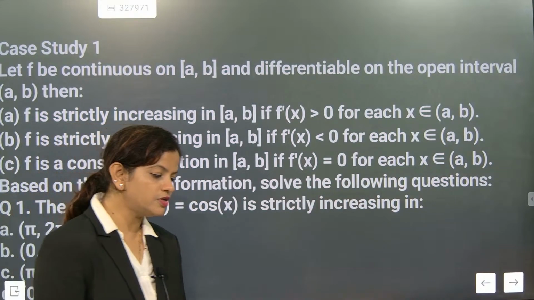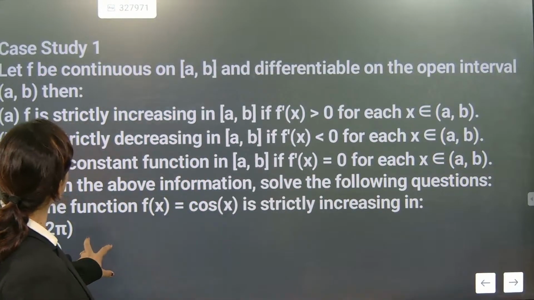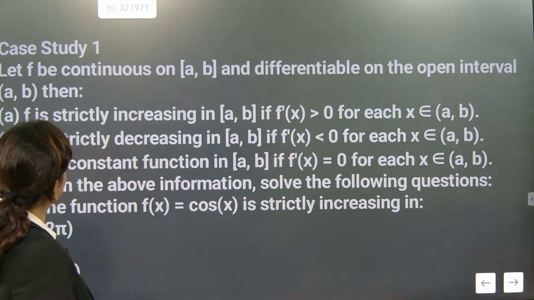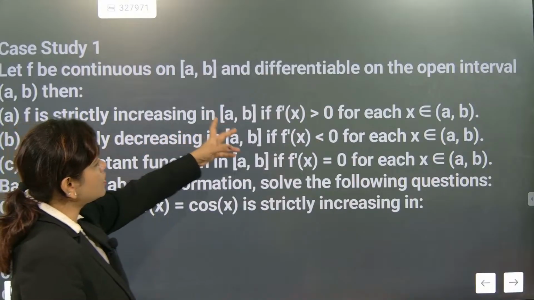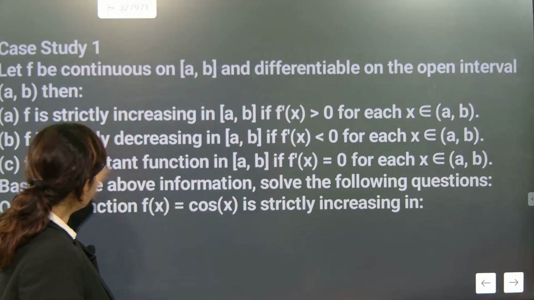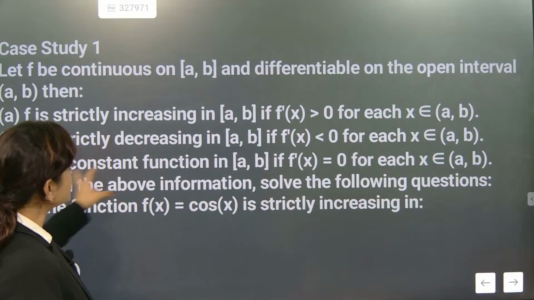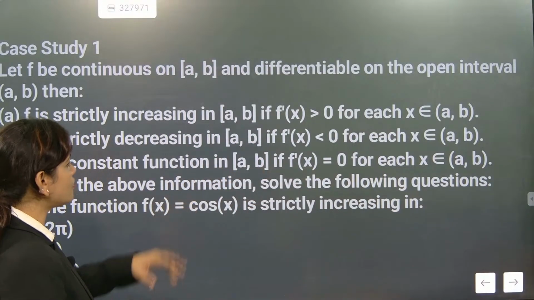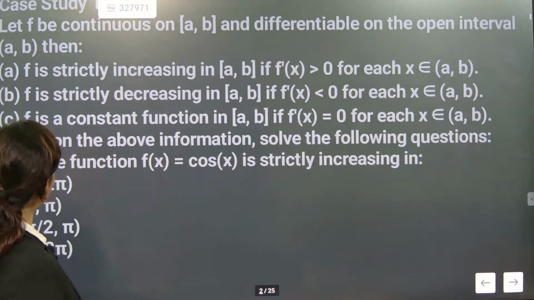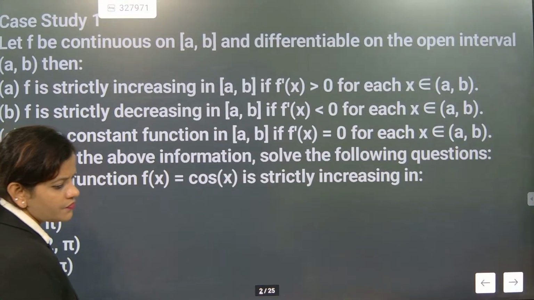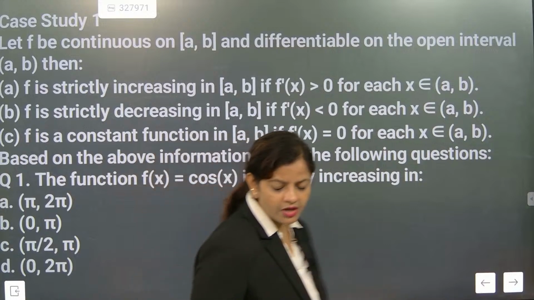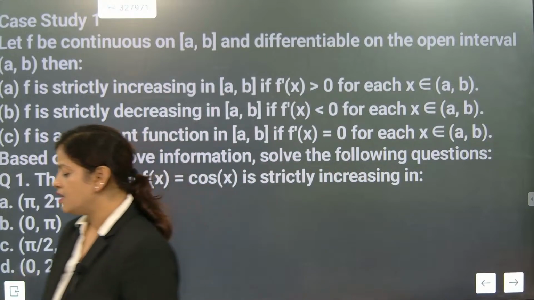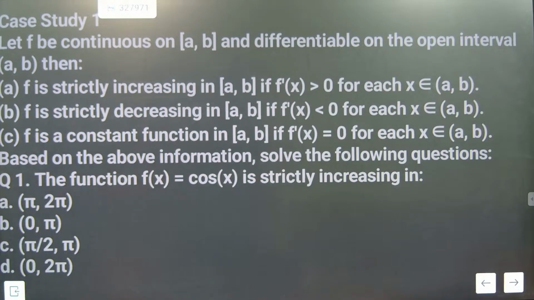What is the question? f of x is continuous in a closed interval and differentiable in the open interval. Then f is strictly increasing in this interval, or strictly decreasing in this, or a constant function in this, and based on the above information solve the following questions. These are the given questions, and based on this you have to solve them. Please start.